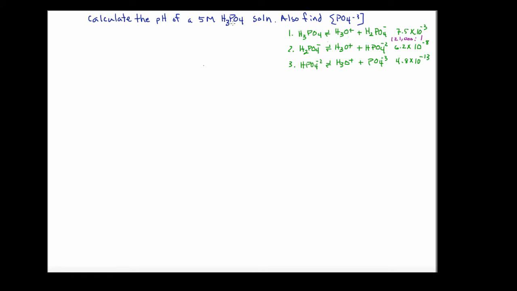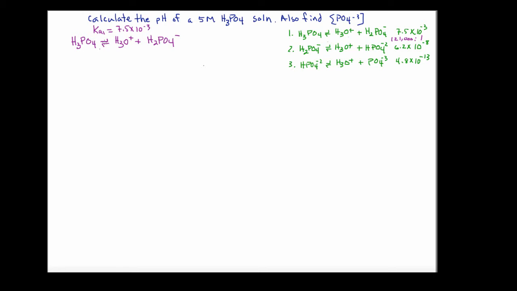So to find the pH of this solution, what we're going to do first is calculate the H3O plus based on the first step of the reaction. So I'm going to rewrite my ionization equation over here. We have the phosphoric acid in equilibrium with the hydronium, H3O plus, plus dihydrogen phosphate. And the Ka for this equation is going to be equal to 7.5 times 10 to the minus 3.